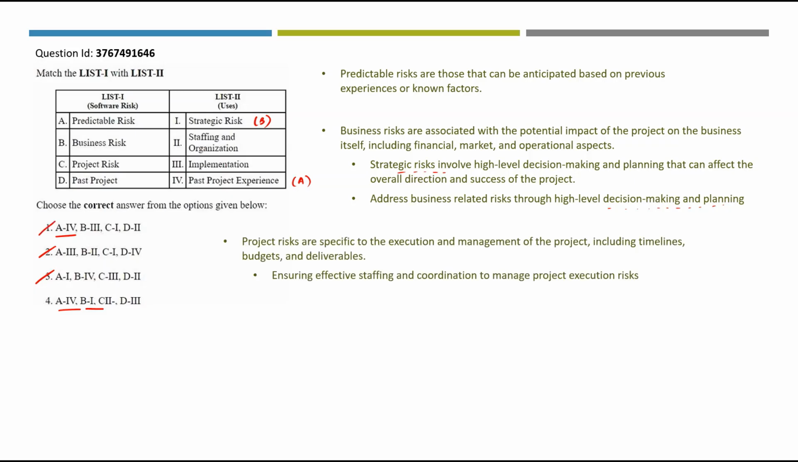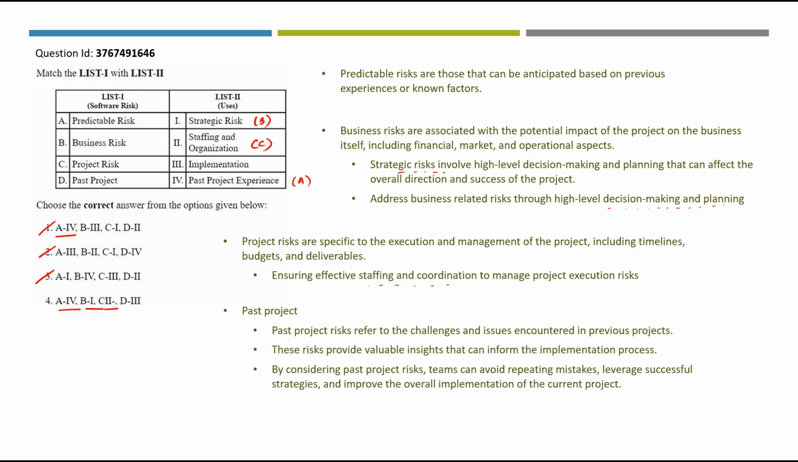What about project risks? Project risks are specific to the execution and management of the project, including timelines, budgets, and deliverables. This should ensure effective staffing and coordination to manage project execution risks. So, we are involving staffing and coordination, which equates to staffing and organization in list 2. So, C will be mapping to 2. C2 is available here.